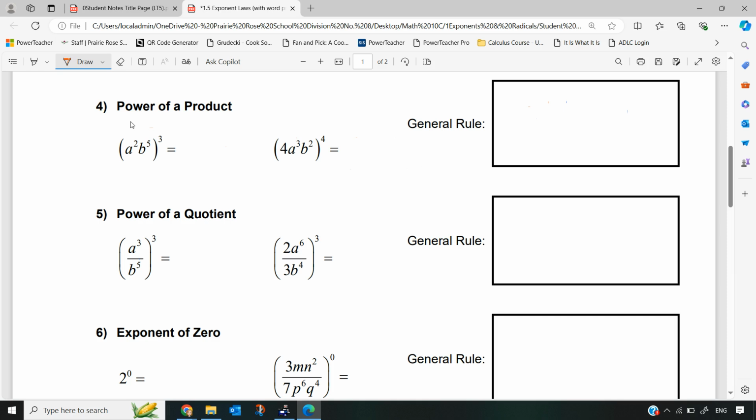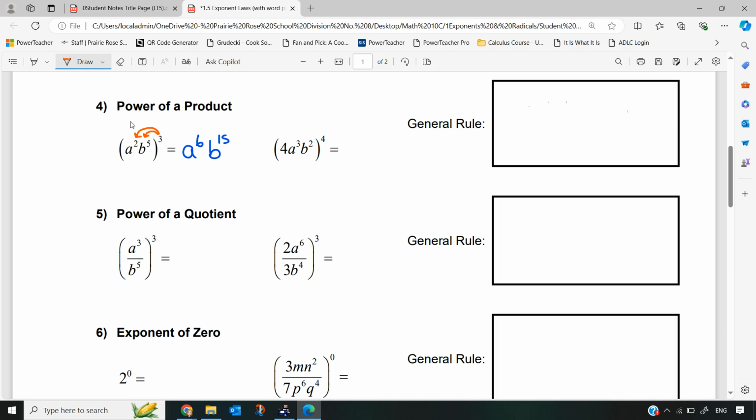When we look at this first one here, we've got a squared and then cubed. So that 3 is going to distribute to both the a squared and to the b to the 5th. So this becomes a squared and then cubed. So a squared raised to the 3rd power, which would give us a to the 2 times 3, so a to the 6th. And then 5 times 3 is 15. So this is b to the 5th raised to the 3rd power is going to be b to the 15.